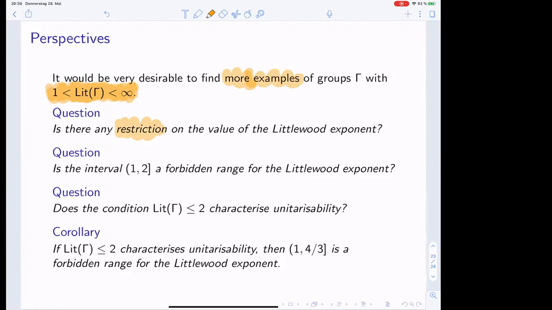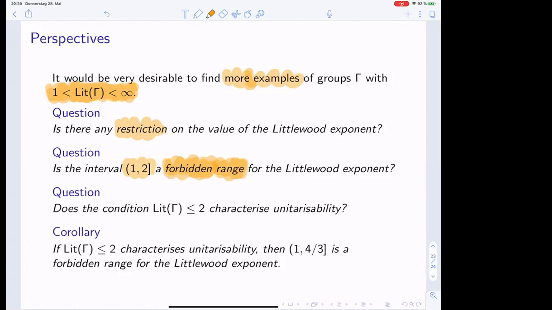Can it be any real number between 1 and infinity? That's a possibility. Maybe it's restricted in some sense. Of course, it's very interesting if that may be a forbidden range for the Littlewood exponent. That would imply Dixmier's conjecture.